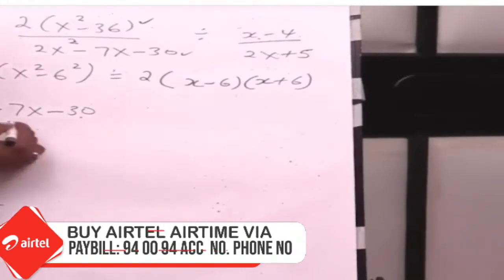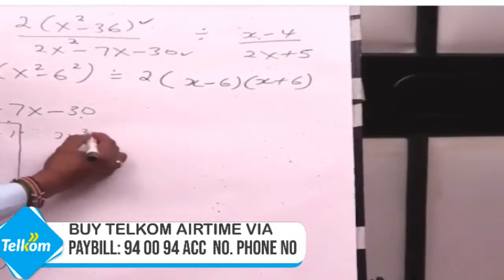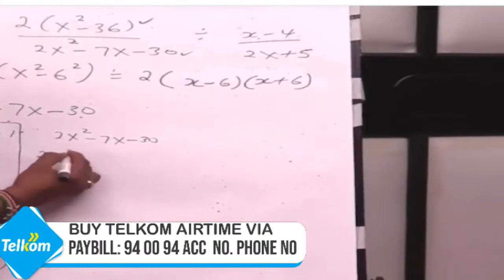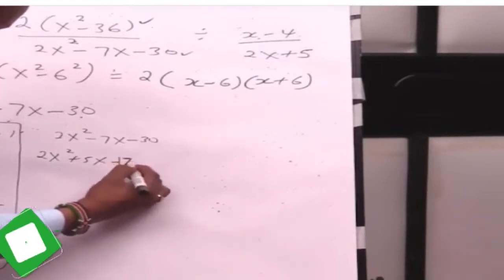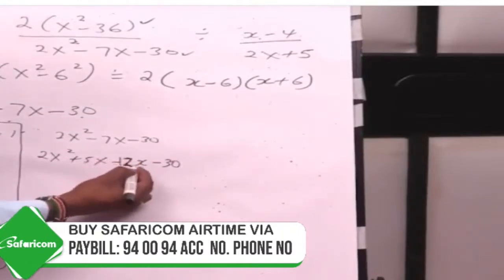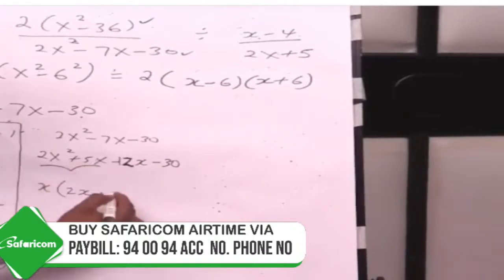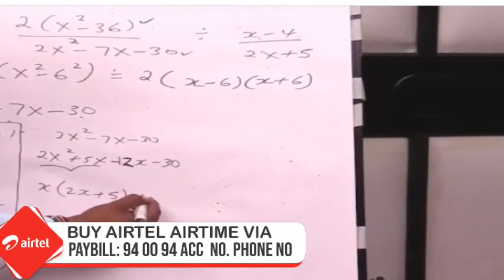Therefore, you come here. This is just a rough draft. Therefore, you come here, 2x squared minus 7x minus 30. So the two numbers are 12 and 5. So you come here, you get 2x squared plus 5x minus 7, minus 12x minus 30. Solve this quadratically, in short. So what do we get? The common factor here in these two is x. So x into 2x squared is 2x plus x into 5x is 5 plus, no, minus, sorry, here is minus. This is minus.